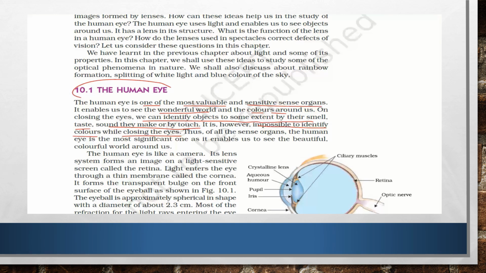So once you close your eyes, it is impossible for you to identify the colors of an object. Something you can smell, or identify by touching, but without eyes we can't make out everything. So of all the sense organs, the human eye is the most significant one, and it enables us to see the beautiful, colorful world around us.